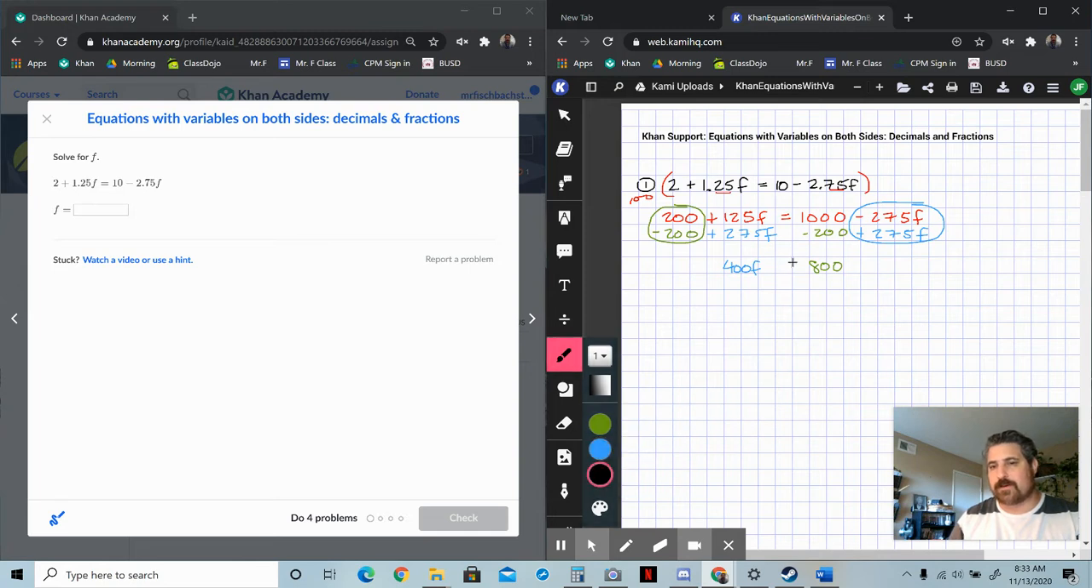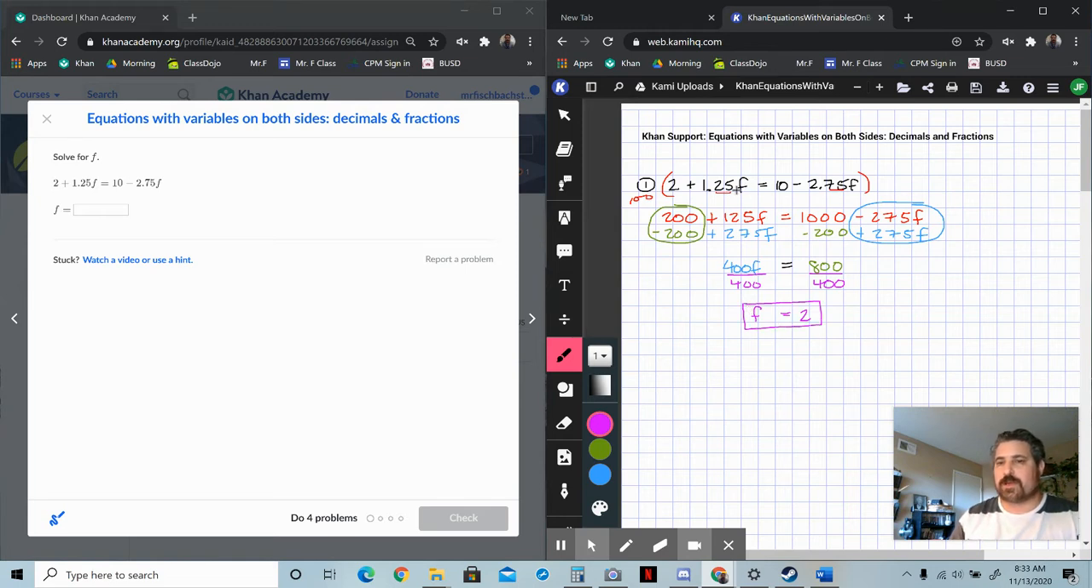And we know that these two values must be equal to each other. Okay, so now you have 400f equals 800. How do you undo times by 400? You would divide both sides by 400, because you want to get not the value of 400 f's, but only the value of 1f. So 400 over 400 is 1, so there's your 1f. And 800 divided by 400 is just 2. So the answer is that f is equal to 2.